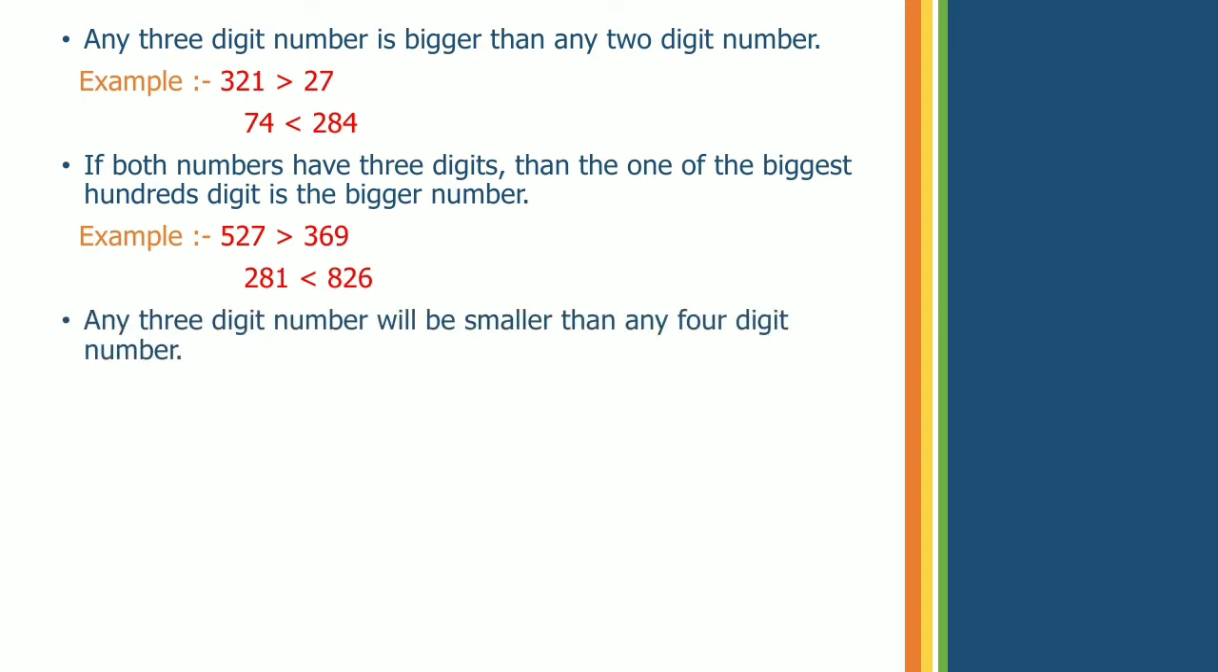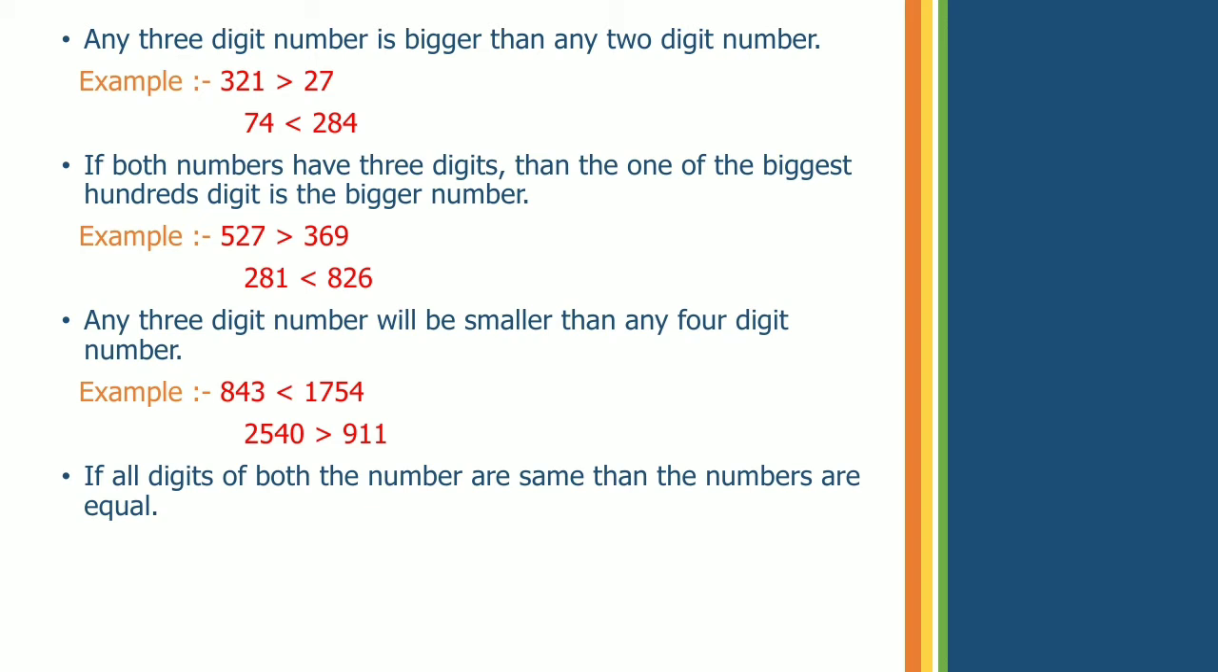Any 3-digit number will be smaller than any 4-digit number. So whenever there are two numbers, one is 3-digit and one is 4-digit, then the 4-digit number will always be bigger. For example, 843 is less than 1754. Same way, 2540 is greater than 911. So a 4-digit number is always greater than a 3-digit number.